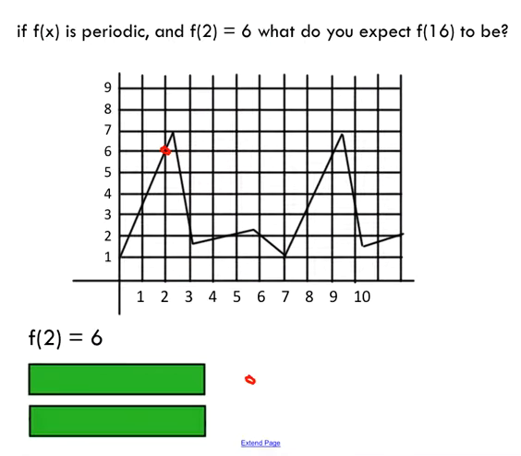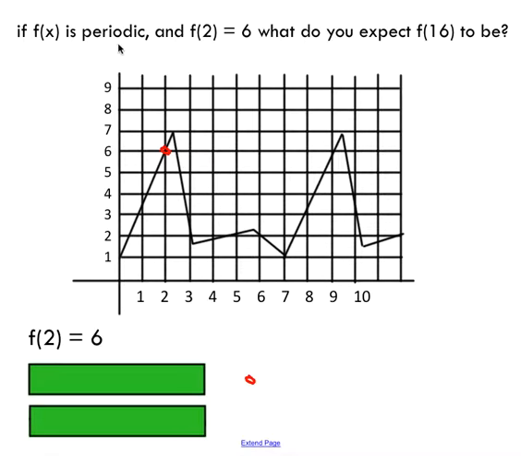All right, so just a little problem here I just want to go over. This is one of my favorites to put on tests and quizzes. So you're given the graph of a function here. It says if f of x, that's this function being graphed, is periodic. So we know this thing is periodic, and you can kind of see that it is in fact. And we know that if we were to substitute 2 into this function, we would get 6. What do you expect f of 16 to be?